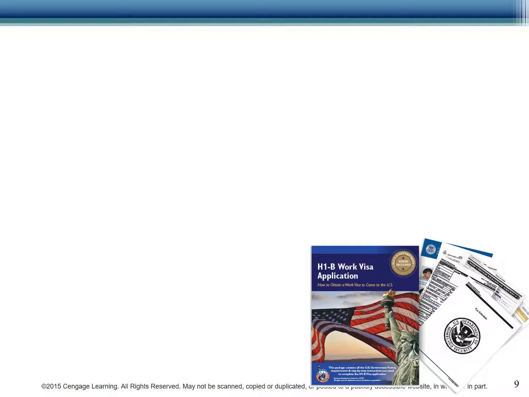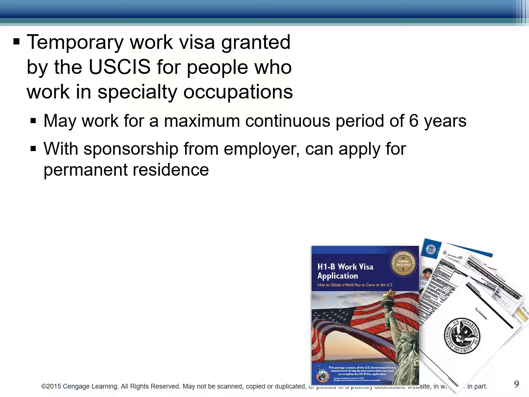Let's look a little closer at the H-1B visa program. It's a temporary work visa issued by the USCIS, but only for those who work in specialty occupations, including technology. These people may work for a maximum continuous period of 5 years, and then at that time, with sponsorship from their employer, they can apply for permanent residence.